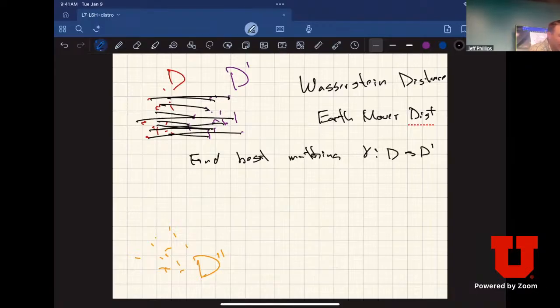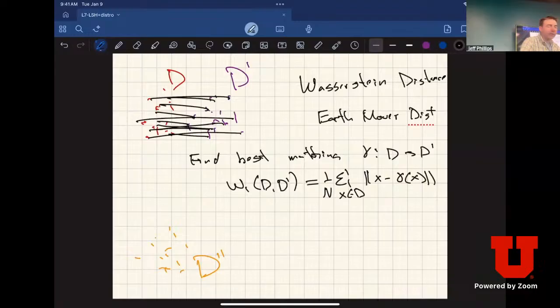And then the Wasserstein 1 distance between D and D prime is going to be the sum over, with 1 over the number of things in the distribution, the sum over x in D, of the distance from x to what it has matched to in the other distribution. So I'm basically taking the average length of all the matched line segments in between them, right? So this is the average of the length, and this is of the best matching.